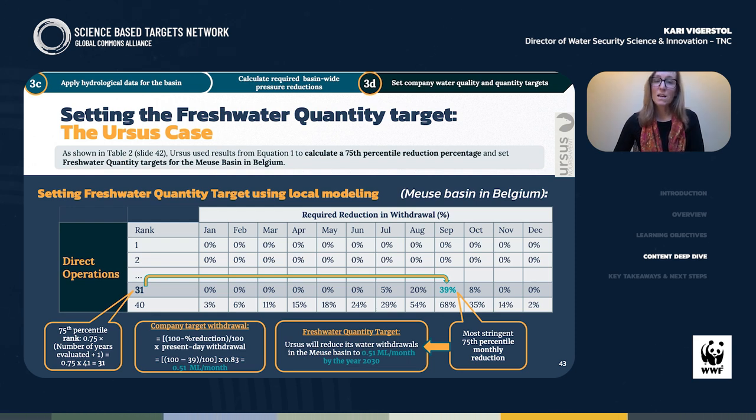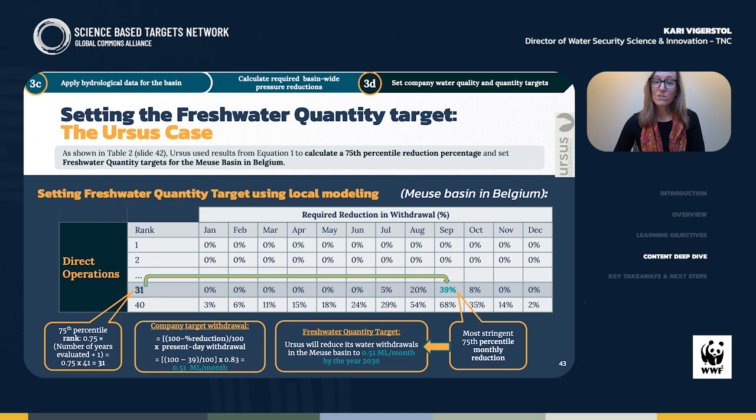This allowed URSIS to calculate its target using equation 2 from the guidance. With a present day pressure of 0.83 million liters per month and the 39% reduction requirement, URSIS has a target of 0.51 million liters per month.